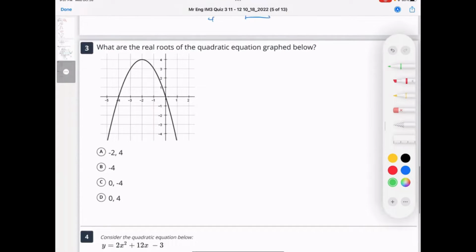Question number 3, what are the real roots? Well, the real roots are those that cross the x-axis. You have two locations here. This is x equals 0, and this one is x equals -4. So that would be choice C. Let's go on to the next question.